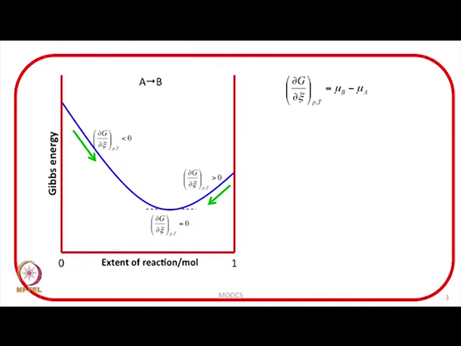So, how to find the position of equilibrium? You calculate the total Gibbs energy, plot against extent of reaction, and in the curve you look for the minima. Wherever you have the minima, that is the position of equilibrium. On the left hand side, the slope is negative. That means reaction will proceed from A towards B. If we choose a composition in this region, the reaction will proceed from A to B. If we choose a composition in this region, the reaction will proceed from B to A in the reverse direction. And if we choose this composition, then this composition corresponds to the equilibrium.